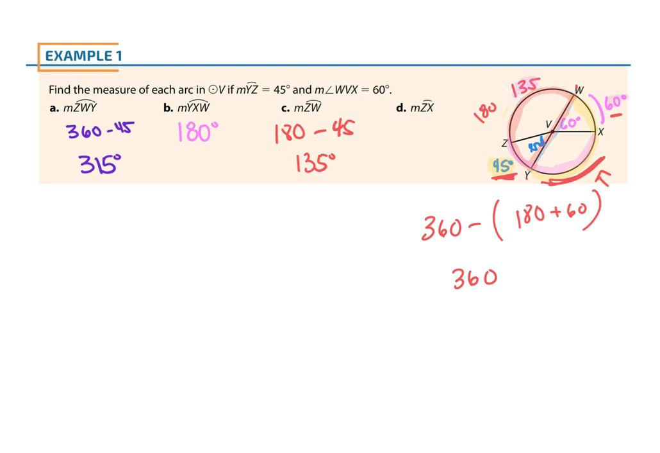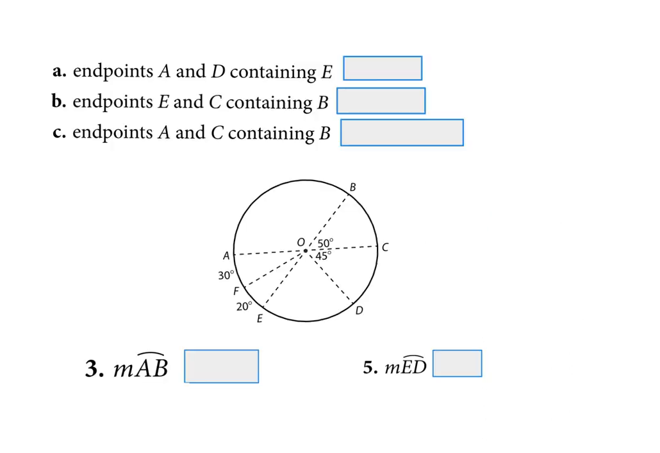So there's a couple ways to solve this. 360 minus the 135 plus the 60. Either way, you should get 165 for this one. So you're basically just looking almost like a pie chart, and you're saying, what pieces do I have? What pieces do I want?